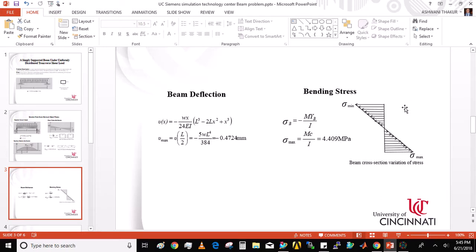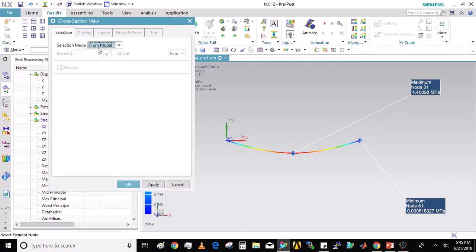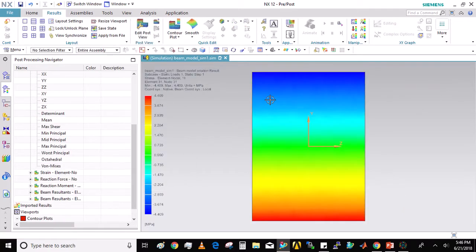You can see that theoretically the bending stress distribution was like this: top fibers were in compression and bottom fibers were in tension. And when we saw the cross-section view at the center element and the center node, we saw the same thing, that the top fibers were in compression and the bottom fibers were in tension, right?